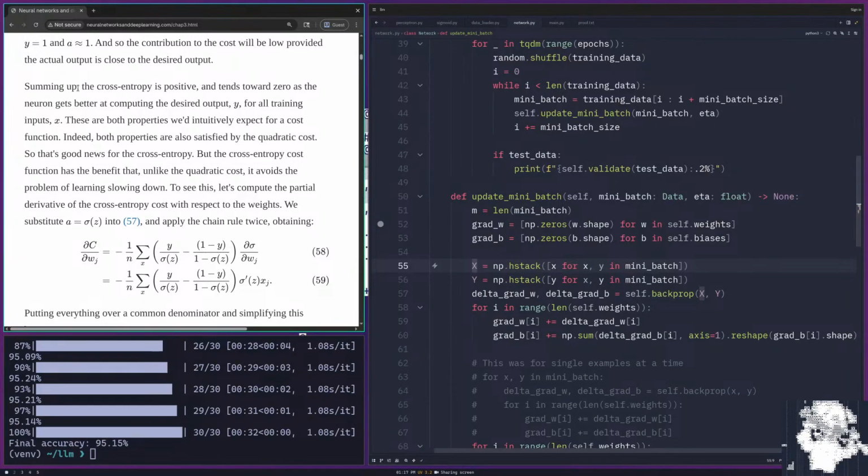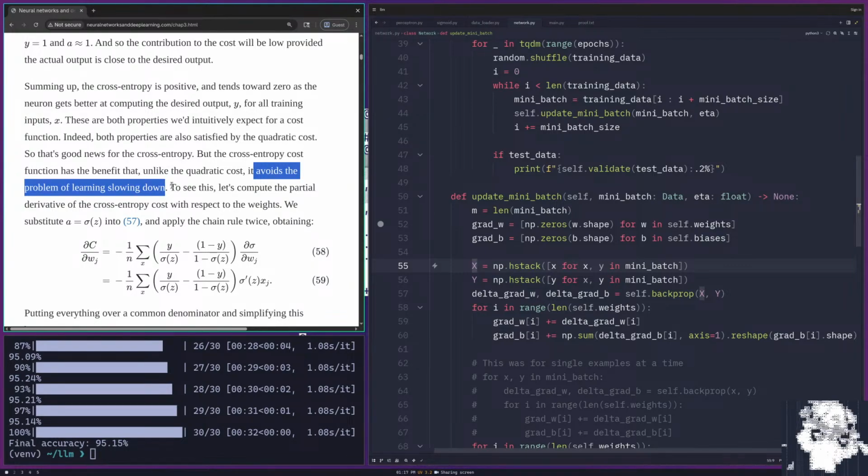Summing up, the cross entropy is positive and tends towards 0 as the neuron gets better at computing the desired output y for all training inputs x. These are both properties we'd intuitively expect for a cost function. Indeed, both properties are also satisfied by the quadratic cost, so that's good news for the cross entropy. But the cross entropy cost function has the benefit that, unlike the quadratic cost, it avoids the problem of learning slowing down.